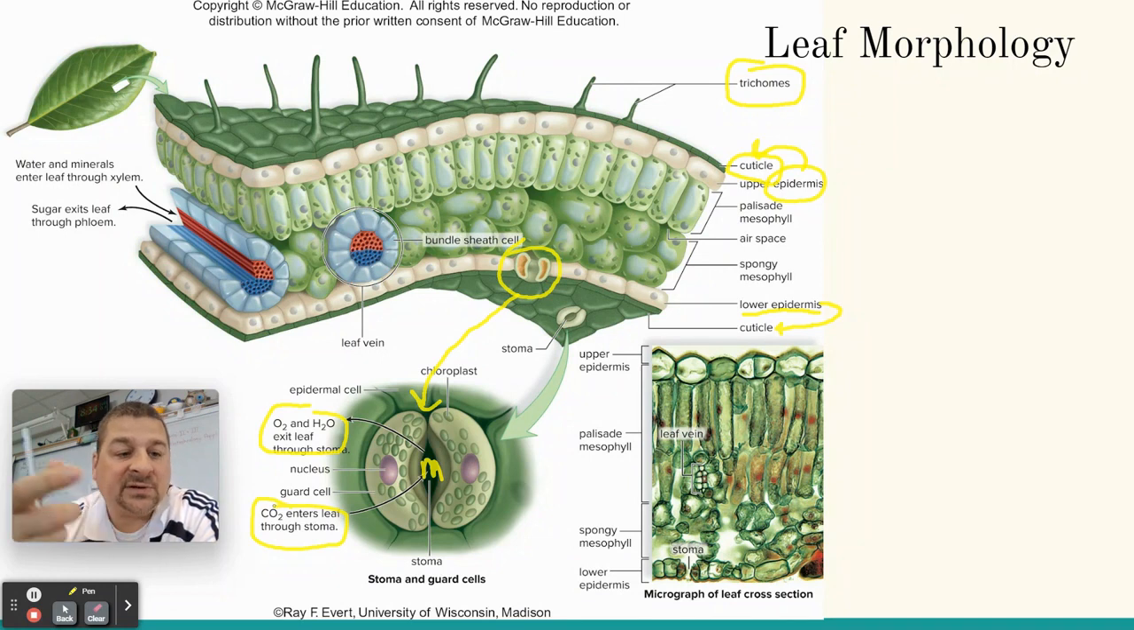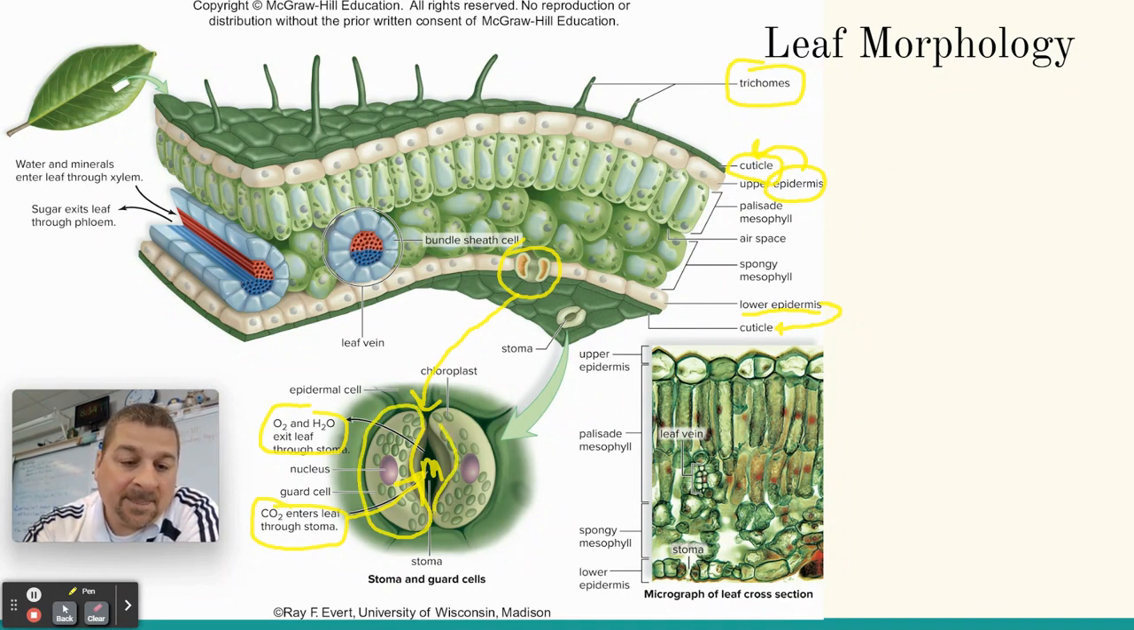In later chapters, we'll talk about transpirational pull. Transpiration is water evaporating out of the leaves, which pulls water up through the xylem from the roots. Oxygen, which is a byproduct of photosynthesis, exits through the stomata, and CO2 is what needs to enter because plants need the CO2 for photosynthesis. You'll notice that on each side of the stoma, there is a guard cell.